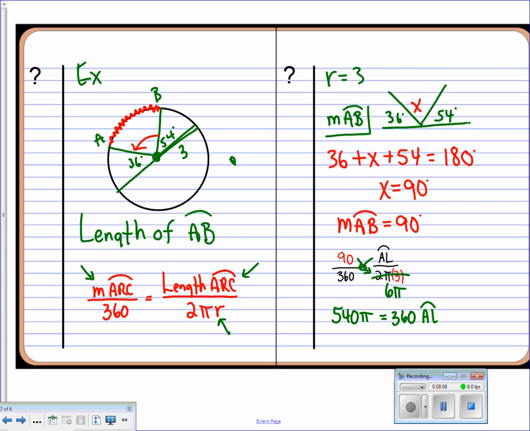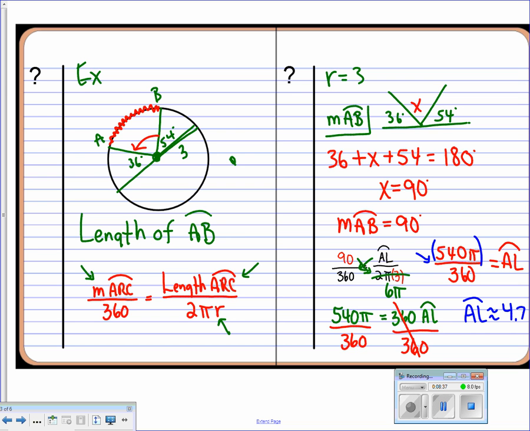So I have 540 pi equals 360 arc length. Now my next step is going to be divide. And so then I end up with this 540 pi divided by 360, okay? So now I'm going to enter that in my calculator. I'm going to use either 3.14 or pi, and use parentheses to make sure that I take the entire top part and divide it by 360. Go ahead and do that on your calculator, see if you get the same number as I do.